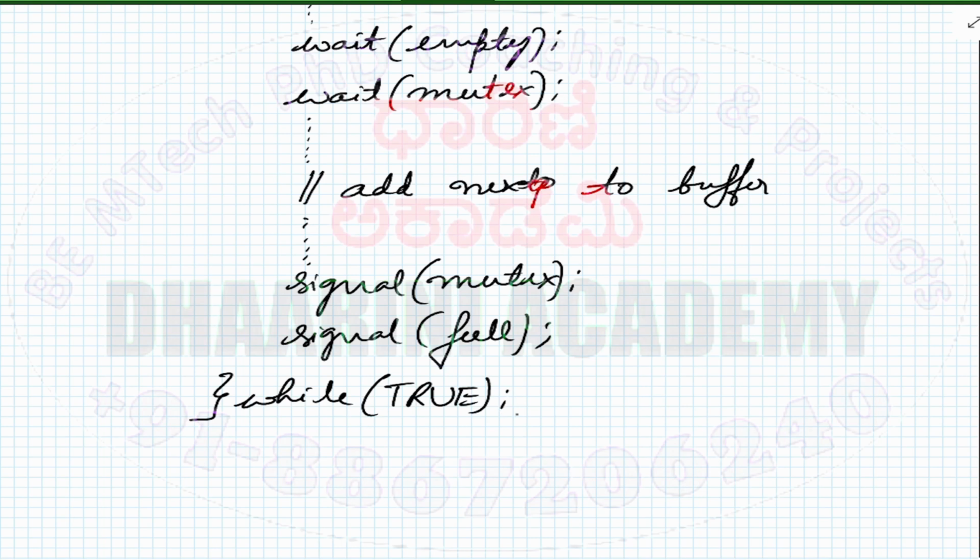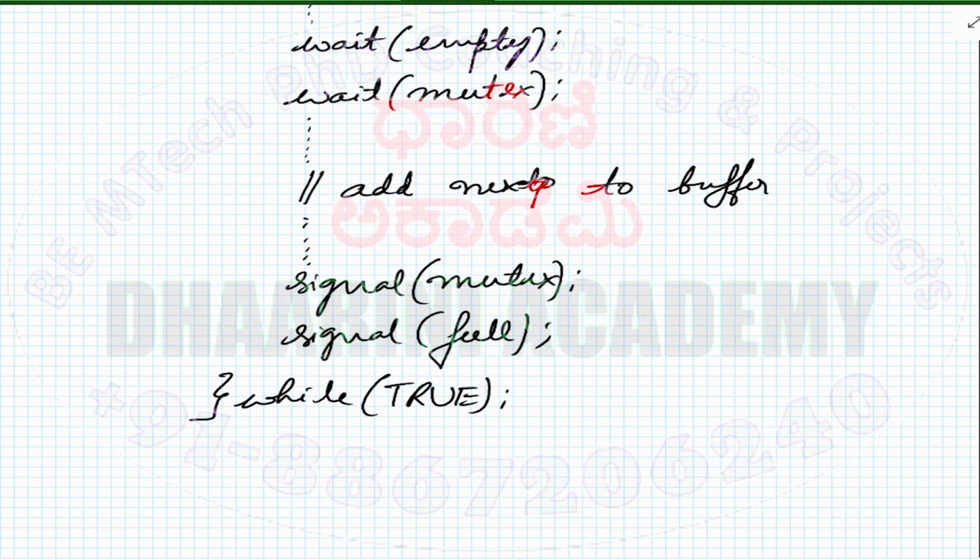So we know that using this technique we are not allowing the other processes such as the consumer process, right, to access the buffer when the producer process is accessing that. Okay, so there is a symmetry between the producer and the consumer.